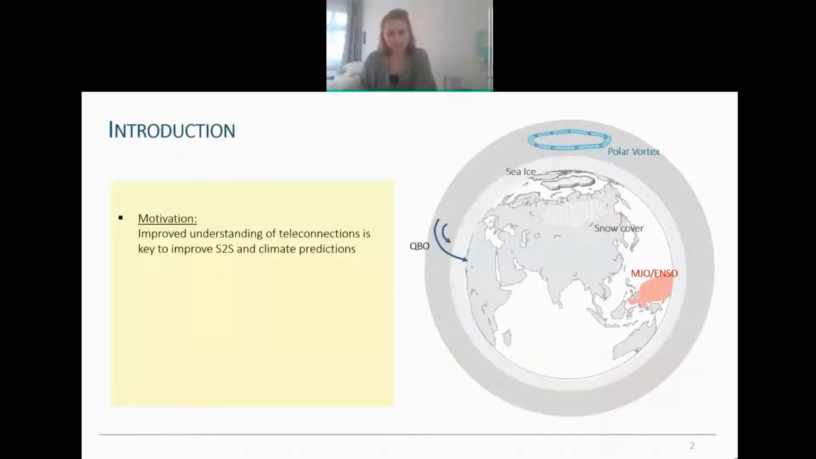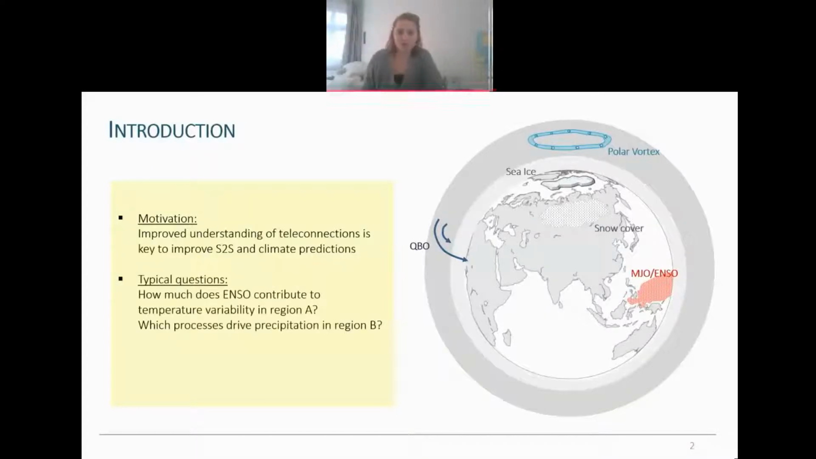The motivation of this work, and my application case here is a bit more specific, is teleconnections. It's well agreed that an improved understanding of teleconnections is key to improve S2S predictions and also climate predictions. Typical questions posed in this context are, for example, how much does ENSO contribute to temperature variability in a particular region, or which processes drive precipitation in another region? The challenge is to extract this kind of causal information from the data.